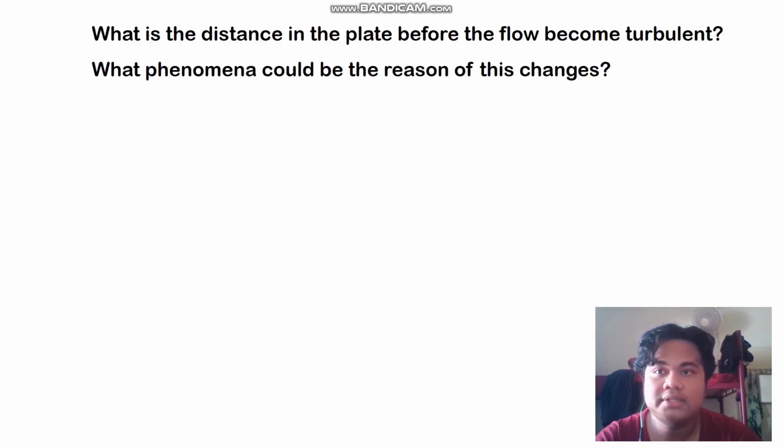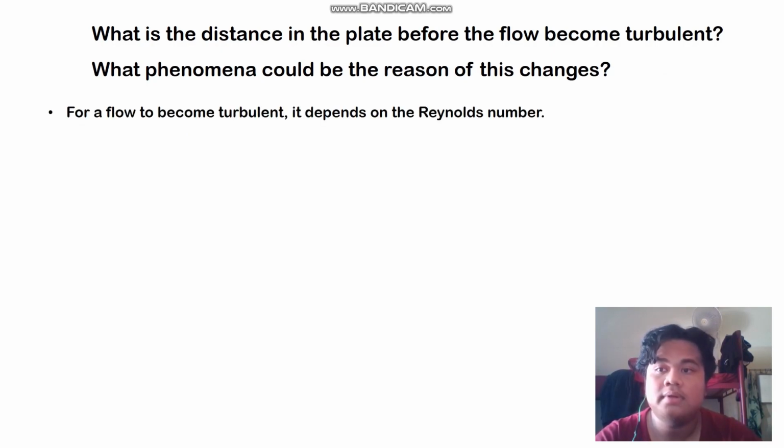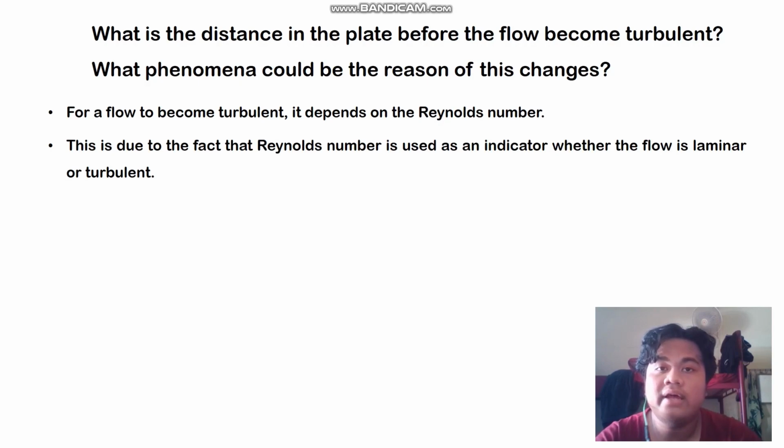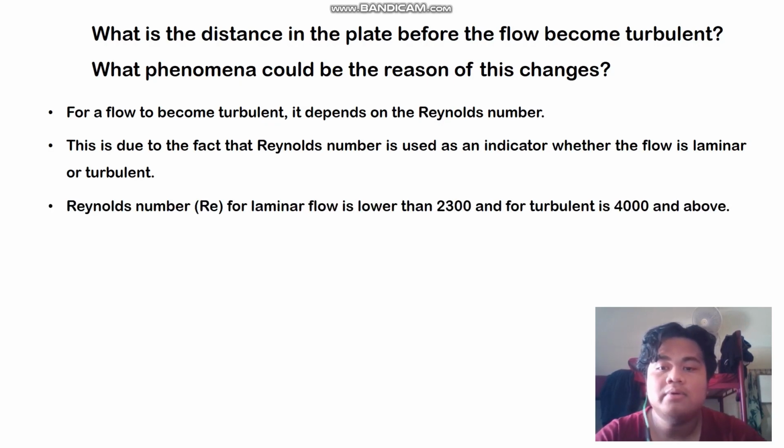Next question is, what is the distance on the plate before the flow becomes turbulent, and what phenomena could be the reason for these changes? For a flow to become turbulent, it depends on the Reynolds number. This is because the Reynolds number is used as an indicator of whether the flow is laminar, turbulent or transitional. The Reynolds number for laminar flow is lower than 2300, and for turbulent flow is 4000 and above.